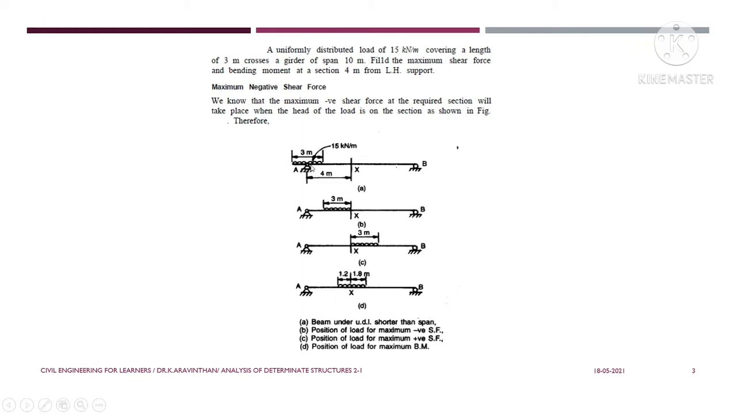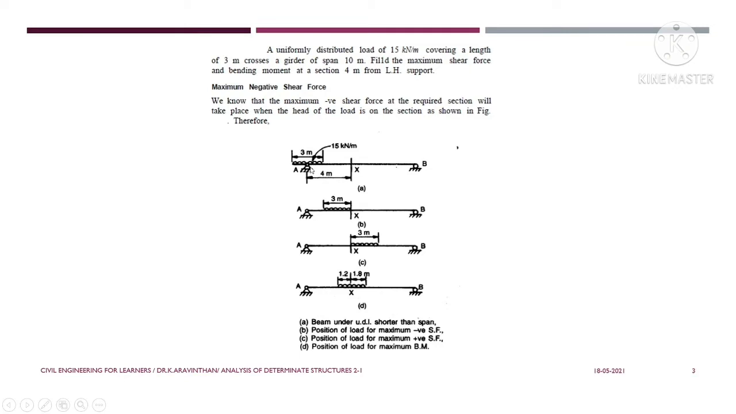When this load crosses, see, if this load is acting at a point A, say for example, half of the UDL is on the left side and half of the UDL is on the right side. So half the load will be acting on this girder, the remaining part will not be acting on the girder. In this case, the beam will not be taking any maximum bending moment. It will have some moment, but it will not be maximum. Okay.